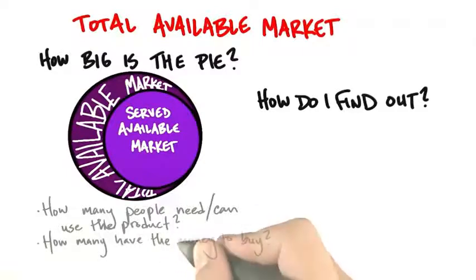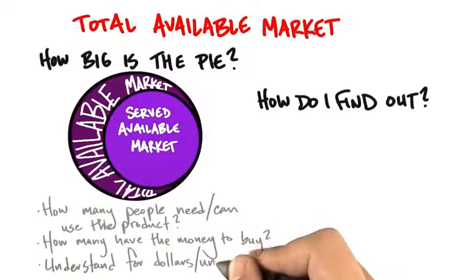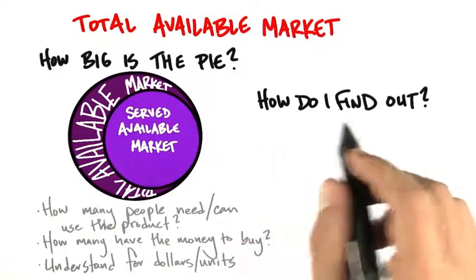And so, how many people have the money to buy the product? That is, are you a 99-cent product or a $99 product? Now you're narrowing the market based on pricing or availability. And you want to do some thought experiments, like how large would the market be in dollars if they all bought? If everybody in the served available market bought, how large would this be? This is your first test to say, oh, or wow. And you want to understand this both for dollars and units. And how do you find out?